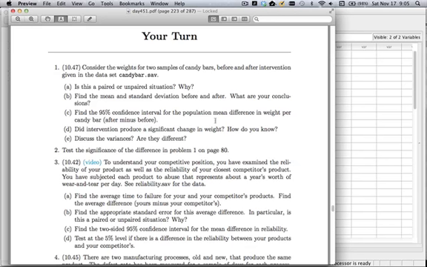This video is going to show you how to do 10.47, so chapter 10, problem 47 in Siegel. So consider the weights of two samples of candy bars, both before an intervention, given in the dataset candybar.sav. This was actually a problem from chapter 5. In Siegel, he refers you back to a certain table in the early part of chapter 5.